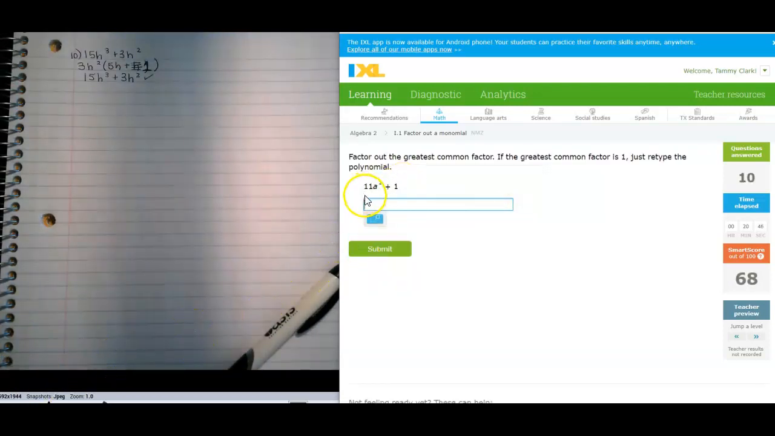Then we've got 11a squared plus 1. Well, 11 is also a prime number. The factors that go into 11 evenly are 1 and 11. The factors that go into 1 evenly are just 1. And our greatest common factor is 1, so we're just going to retype.